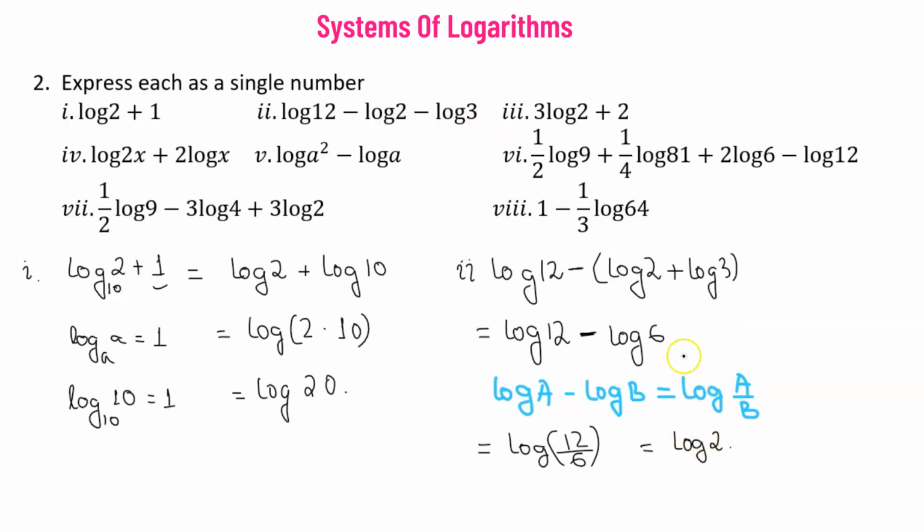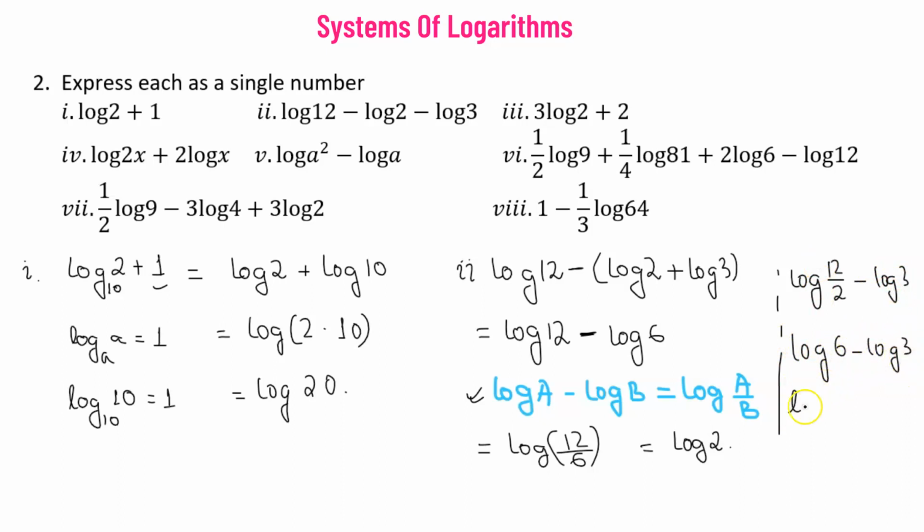Right? This is not the only way. What we could have done is combine the first term and the second term using this property. So we have log of 12 minus log of 2. If we use that, then that will become log of 12 over 2 minus log of 3. So 12 over 2 means we have log of 6 minus log of 3.